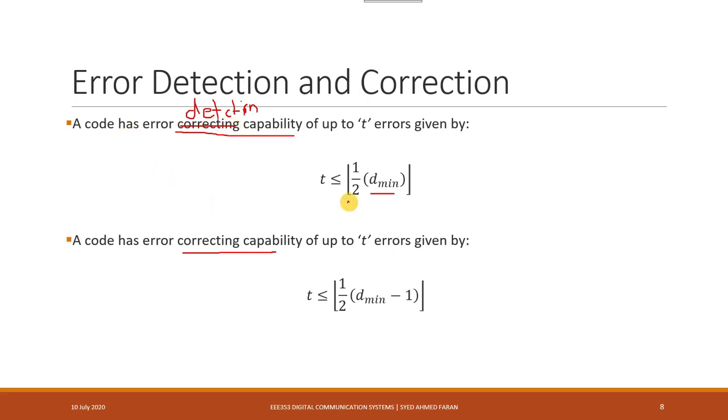So if we know the value of d min, you can calculate the code word's error detection capability and the code word's error correcting capability. So how do we calculate this value? By calculating this value of t. If you notice, the value of t is less than or equal to the floor of 1 by 2 of d min, and this is a floor function.